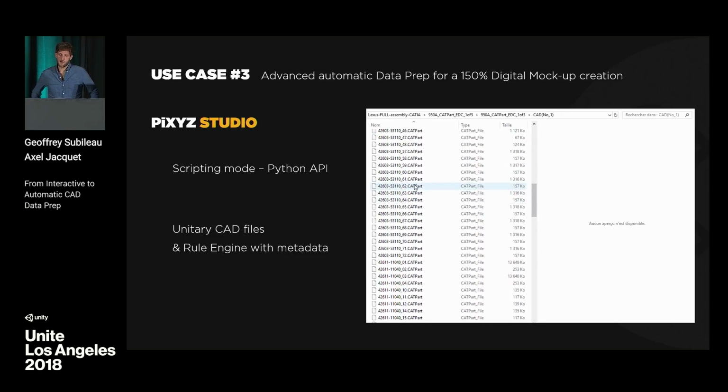Now, this Lexus model, as I said, is coming from the Lexus PLM system, and it's completely disassembled, as we saw. So thousands of unitary CATIA files that combined together make what we call the 150% mockup, meaning all the existing variants of the digital Lexus. But what rules can we follow to assemble all the variants intelligently?